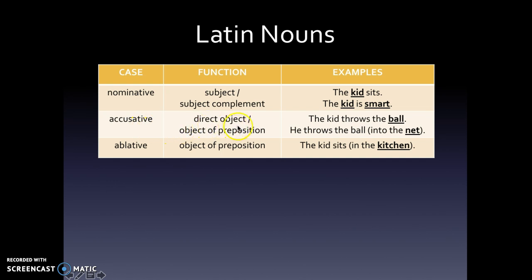Accusative. Accusative could either be a direct object, or if it's going with a preposition, it's the object of a preposition. For example, the kid throws the ball. The ball is directly receiving the action of the verb. What's being thrown? The ball. So that's the direct object. In English, the direct object comes after the verb. He throws the ball into the net. Net is the object of a preposition because into the net is a prep phrase. Also, ablatives can be the object of a preposition. The kid sits in the kitchen. In the kitchen is a prep phrase telling us the location where the kid is sitting.